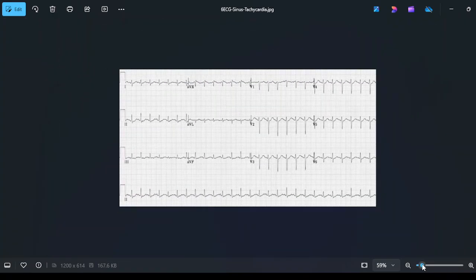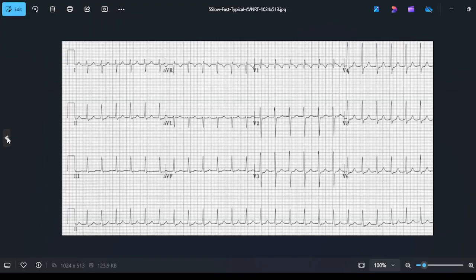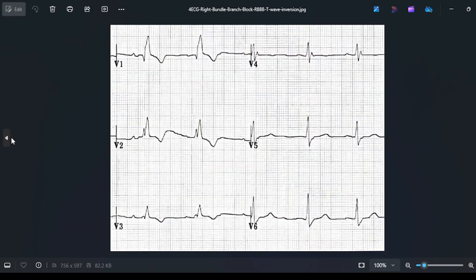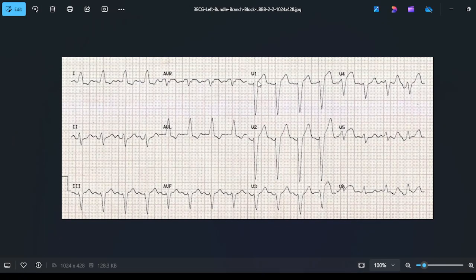So if there is a wide QRS complex, in our exam it could be either a left bundle branch block or a right bundle branch block. So we'll go back again to our left bundle branch block. Yeah, so this is a left bundle branch block.